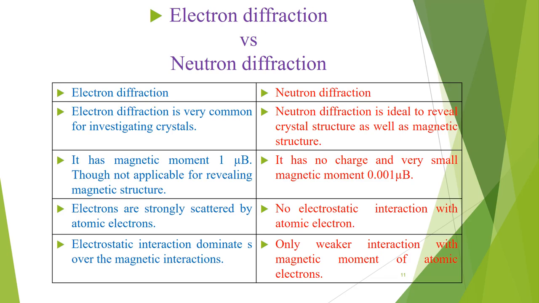Electrons are strongly scattered by the atomic electrons in electron diffraction, while in neutron diffraction, as neutrons have no charge, no electrostatic interaction occurs with the atomic electrons. Electrostatic interaction dominates over the magnetic interaction in electron diffraction, while only a weaker interaction with the magnetic moment of the atomic electrons occurs in neutron diffraction.